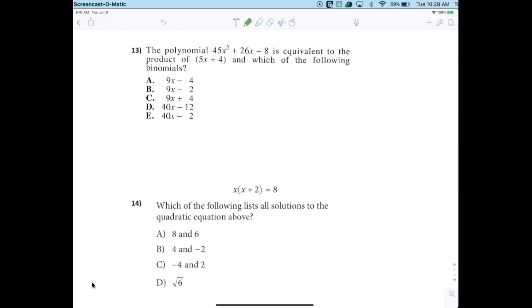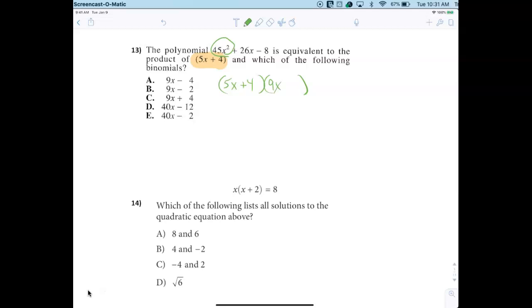Try 13 and 14. Now here's what I don't understand about some of you, especially on 13. They told you what one of the factors was, right? They told you that it was 5x plus 4. Now, what you should do is have two sets of parentheses, and you should have already put down 5x plus 4. Does everybody agree with that? Come on now, look and see if you got it right. Now, I need 45x squared. So what's the left part of the other factor? Has to be 9x. So I put down a 9x.